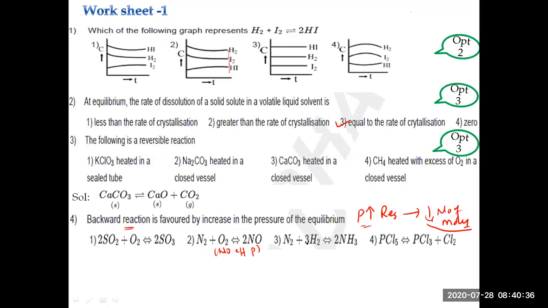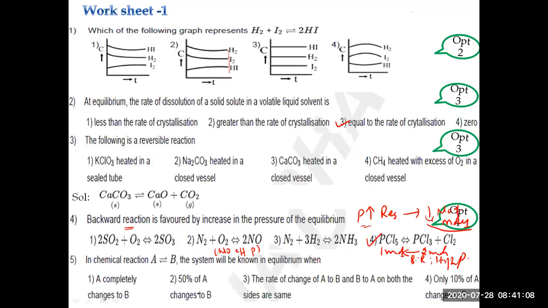Again, when pressure increases, forward reaction takes place in 1 and 3, whereas only in 4, 2 moles of product become 1 mole of reactant. So when pressure increases, reaction will be driven towards decrease in number of moles. It moves towards backward direction. Backward reaction at high pressure. Okay, so option 4 is correct. No problem.